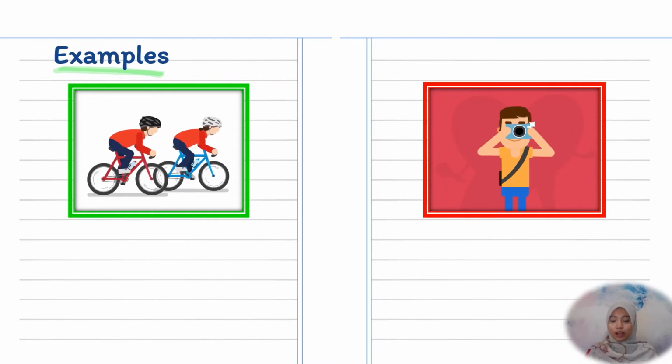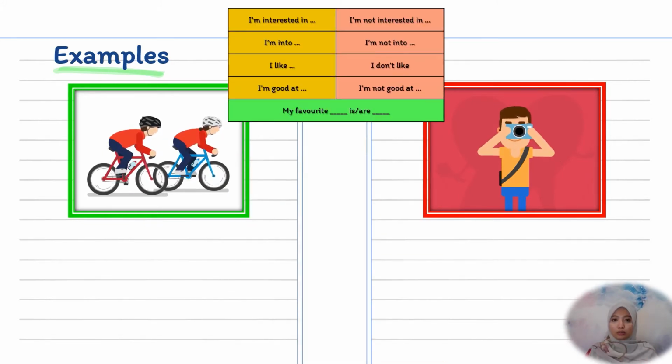The next one is photography. I use red border because it shows that you don't like it, or this is not your interest. Okay, Ustazah gunakan red border untuk menunjukkan yang awak tidak minat ataupun tak sukalah untuk buat. Okay, so the sentences that we can use are from this table. Okay, kita boleh gunakan perkataan-perkataan ataupun ayat-ayat dalam table ni, jadual ni.